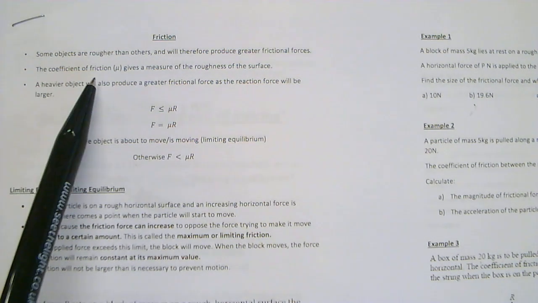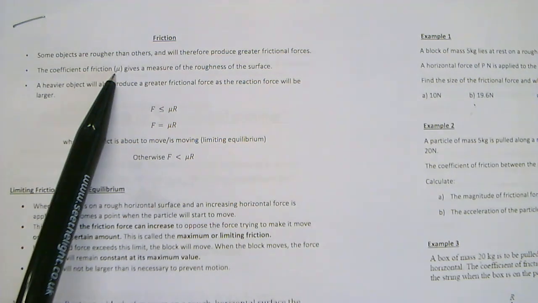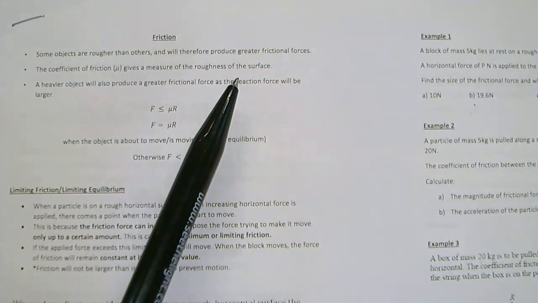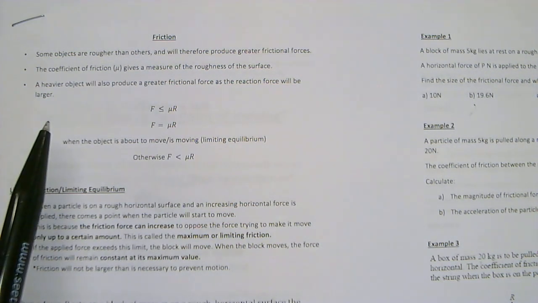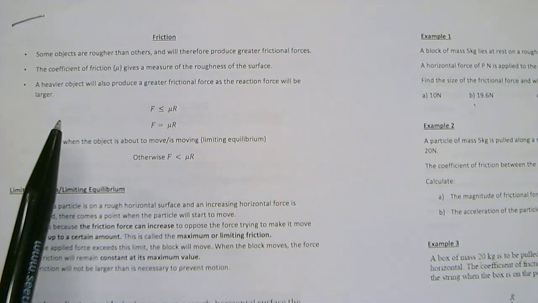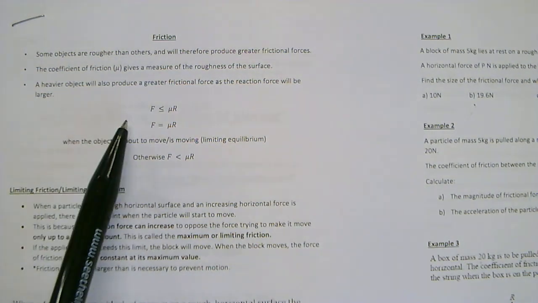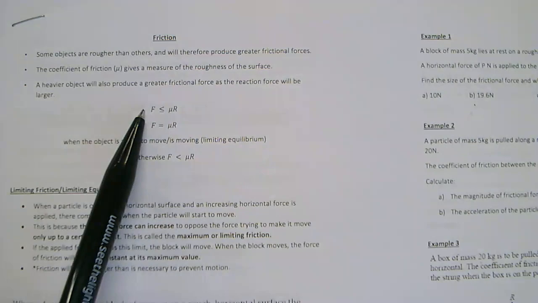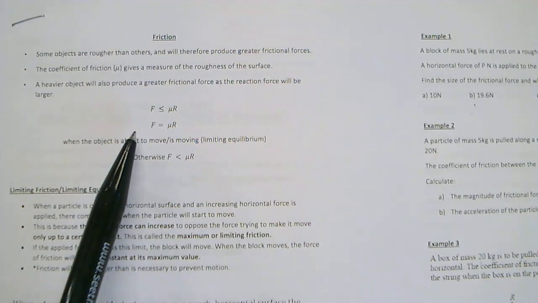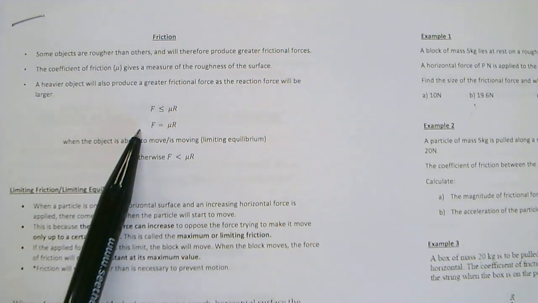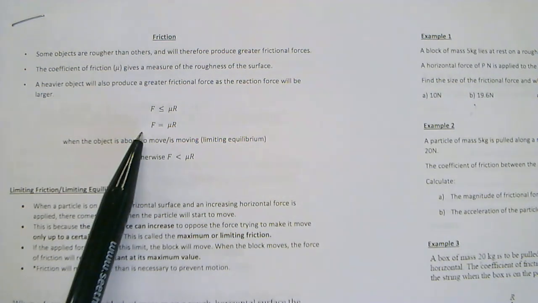The coefficient of friction, this symbol here, mu, gives a measure of the roughness of the surface. A heavier object will have a greater frictional force, as the formula for friction is given here. The friction F is less than or equal to mu times R, R being the reaction. When it's at this maximum value, friction equals mu R.